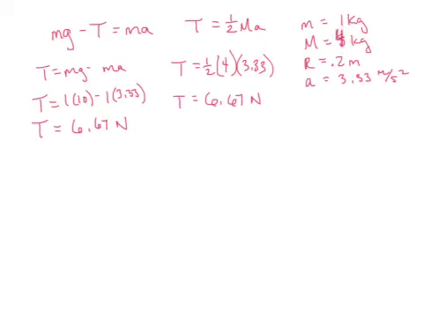Okay, so we plug into either equation, we get a tension of 6.67 newtons, which is less than the weight of our hanging mass, which we would expect it to be in order for it to accelerate down.